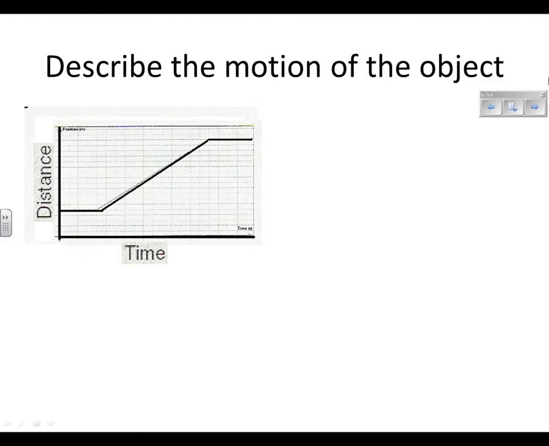First thing I want you to do is, in your head, for 15 seconds, look at this picture and formulate how you would write the answer to a short answer question that says, describe the motion of the object, 3 points. Okay? You're not going to actually write it. I just want you to think about it. So, 15 seconds. Describe the motion of this object, 3 points.